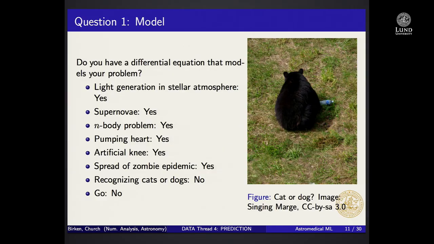So now, can you use this? Does your problem have a differential equation that you can use to model your problem? Well, if it's light generation in the stellar atmosphere, yes. Supernova, yes. The N-body problem, yes. Pumping heart, yes. Artificial knee, as well. Spread of zombie epidemic, yes, although it might be stochastic.